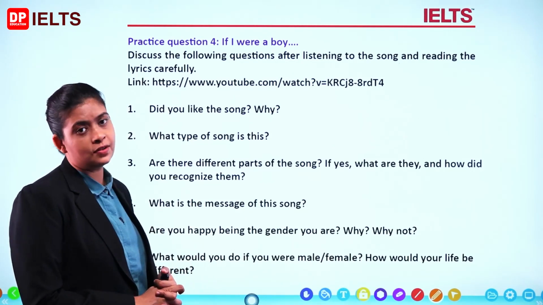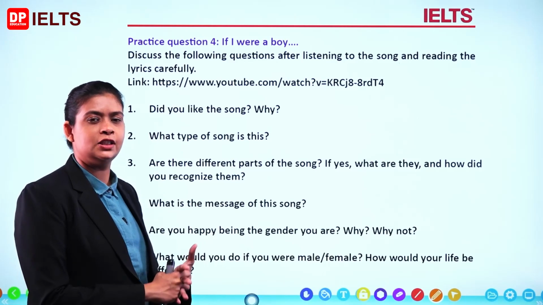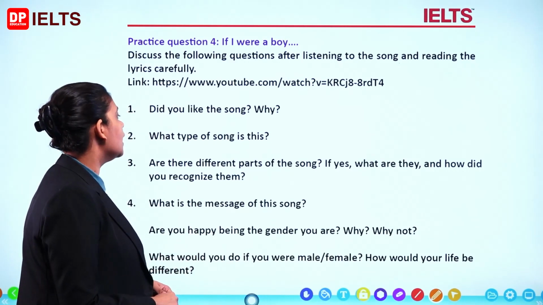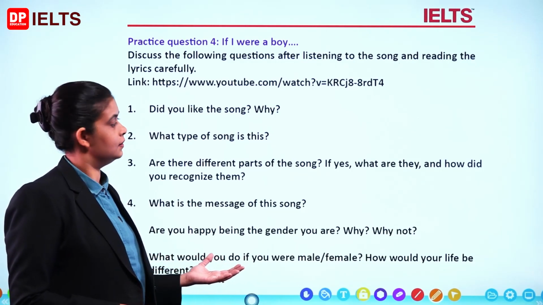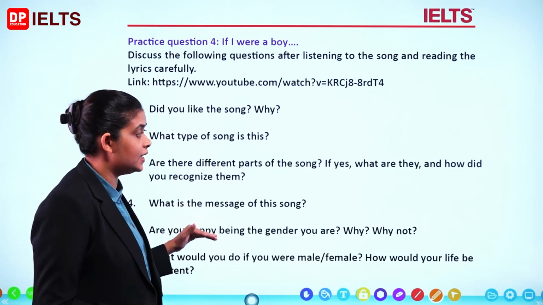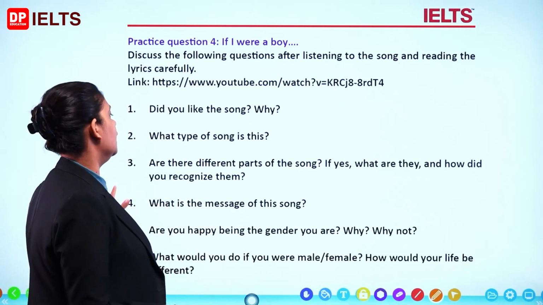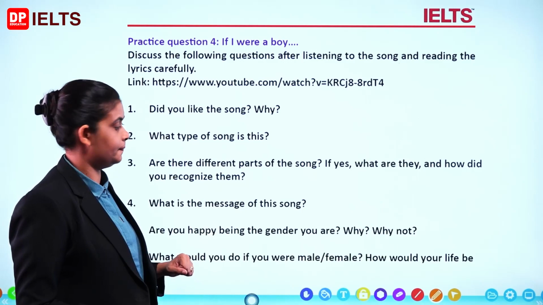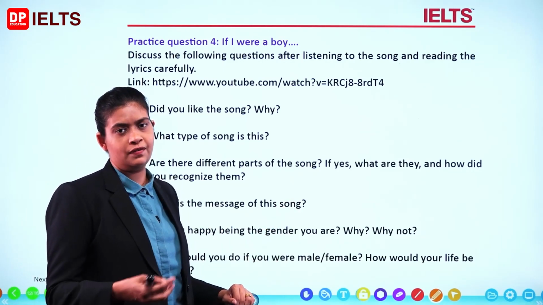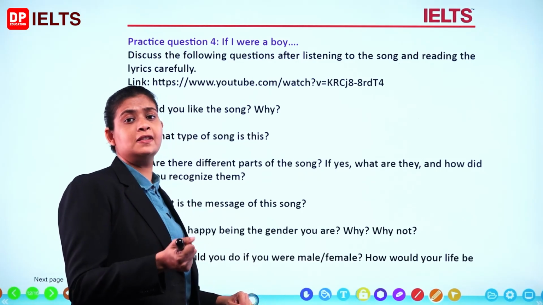Did you like the song? Why? Did you like the song? Hey, what type of song is this? Are there different parts of the song? If yes, what are they and how did you recognize them? What is the message of this song? What kind of message does this song give?